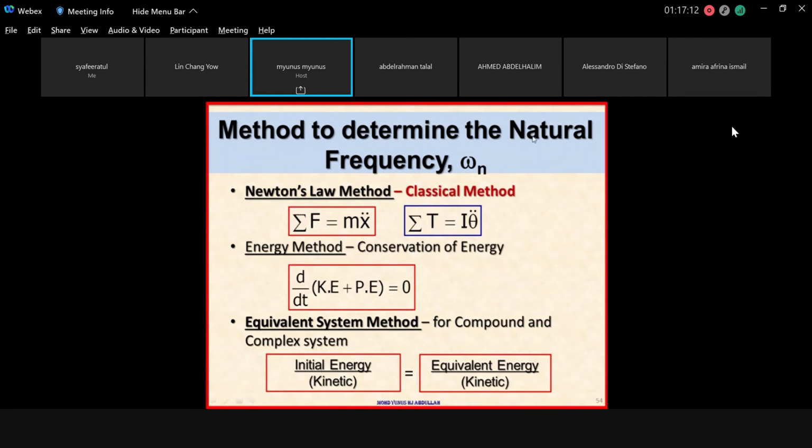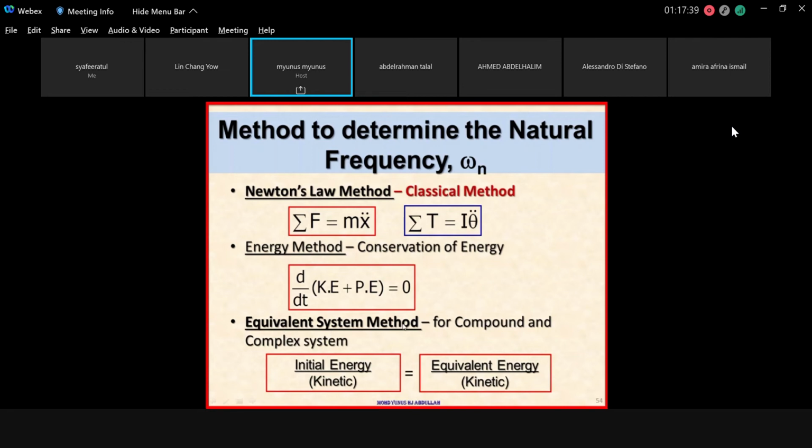So now there were three different methods here to define the omega n. Remember that our mission is to define omega n. What is omega n? It is natural frequency. So we're going to look at Newton's law, the classical method. Some would call it classical method. We call it the energy method, conservation of energy. This is the equation, and the first two are not new to you. The last one is new to you.